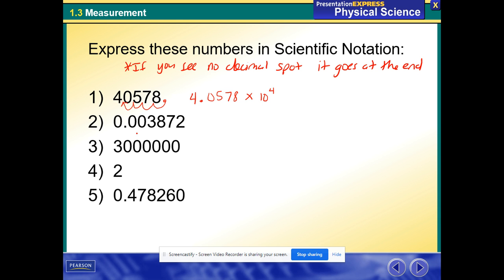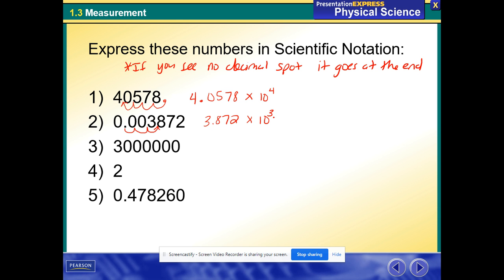On number 2, if we were going to write this, we're going to have to move the decimal where there's only one non-zero digit in front of it. So right now, we have a decimal, so we're going to move it 1, 2, 3. 3.872. Notice that this number, again, is between 1 and 10. We're going to write times 10. And then how many spots did you move it? You moved it 1, 2, 3 spots.